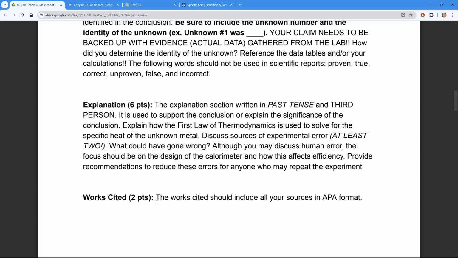All right, so let's start with the first part. Explain how the first law of thermodynamics is used to solve for the specific heat of the unknown metal.